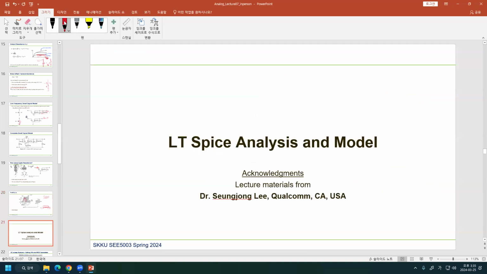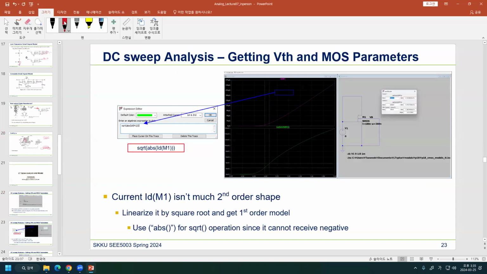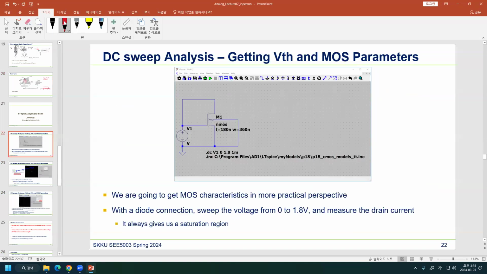Okay, let's go to LTspice again. I think let's turn on LTspice. So today's one is important. This is not only about LTspice, it's about general analog circuit design. So let's try page 22.